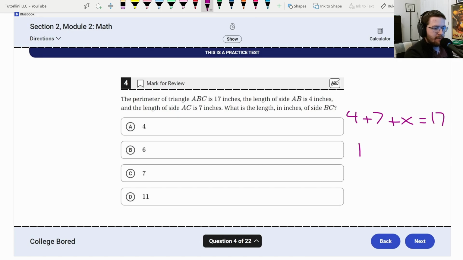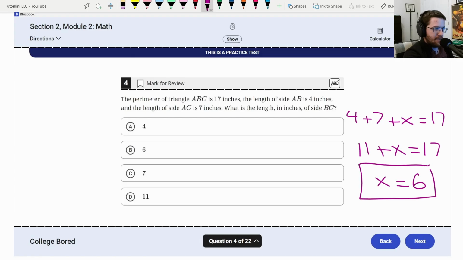So we combine the like terms, we get 11 plus X equals 17. And then we subtract 11 from both sides, and we get X equals 6. So the third side, side BC, is 6, which is answer choice B.